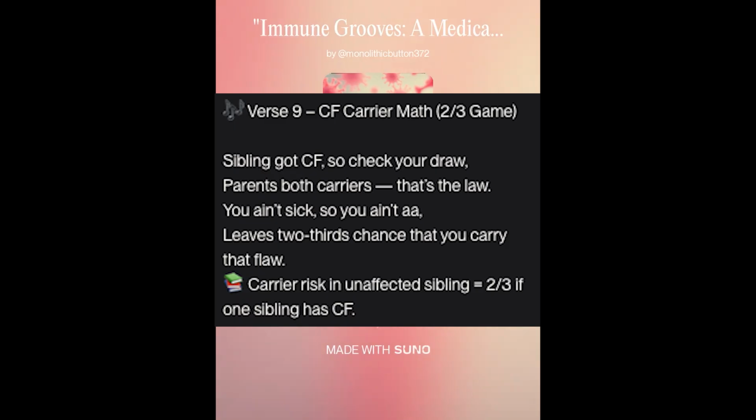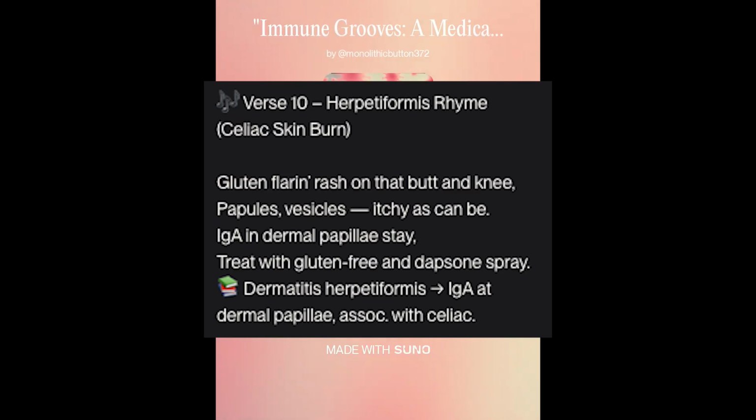One sibling has CF. Dermatitis herpetiformis rhyme, I'm gluten flaring, rash on that butt and knee. Papules, vesicles, itchy as can be. IgA in dermal papillae stay. Treat with gluten-free and dapsone spray. Dermatitis herpetiformis, IgA at dermal papillae. Associated with celiac.